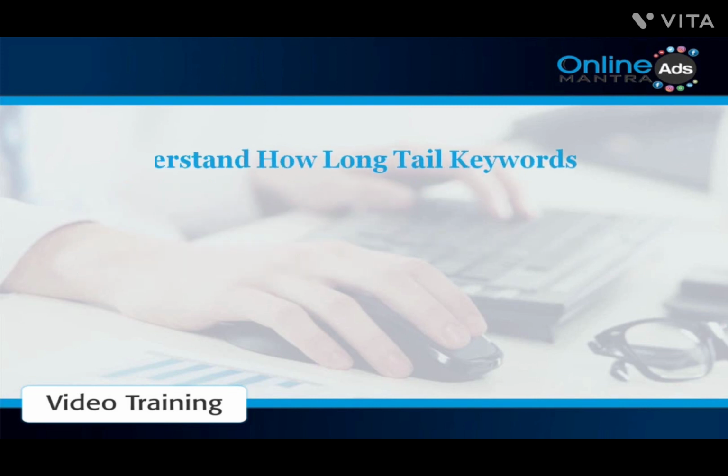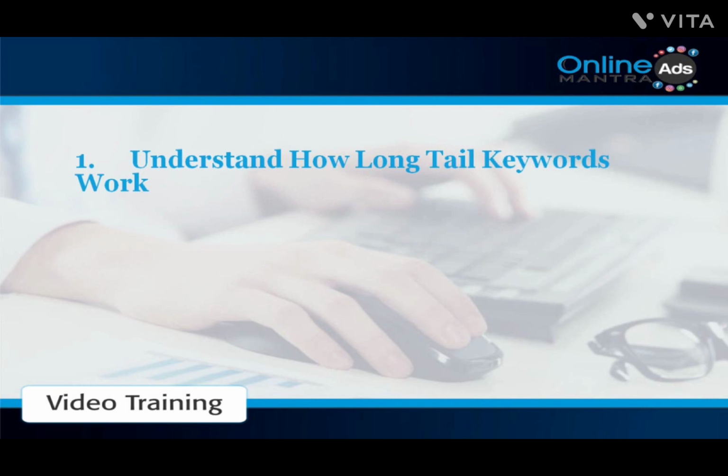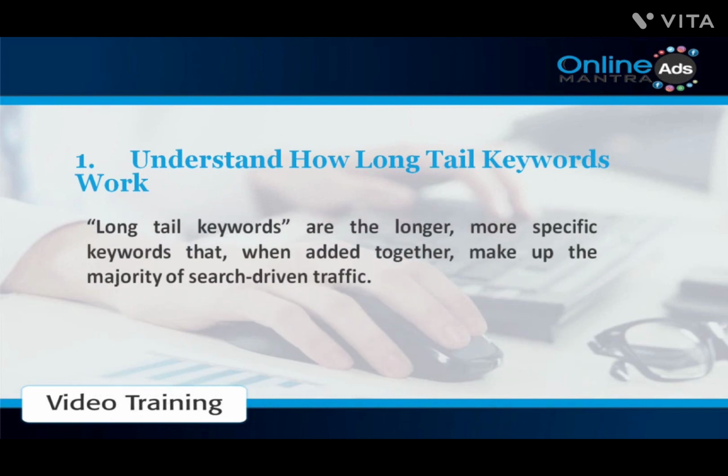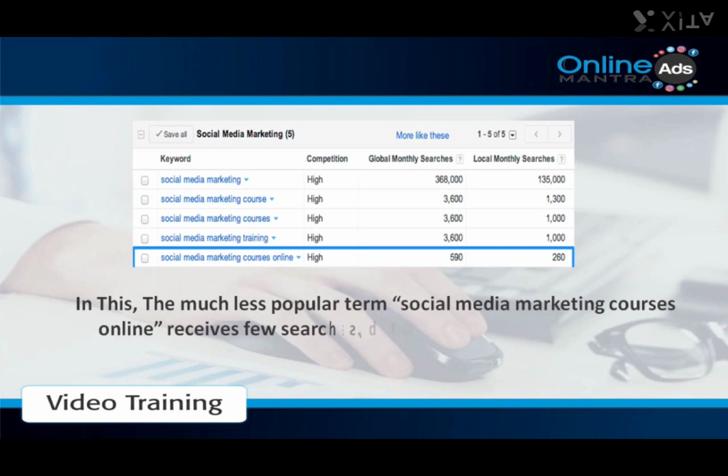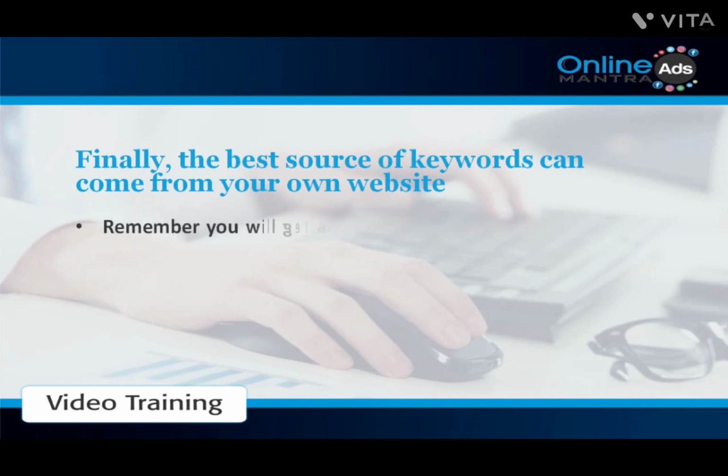Number 1. Understand how long-tail keywords work. Long-tail keywords are the longer, more specific keywords that, when added together, make up the majority of search-driven traffic. In this, the much less popular term social media marketing courses online receives few searches, but better exemplifies a long-tail keyword. Finally, the best source of keywords can come from your own website.